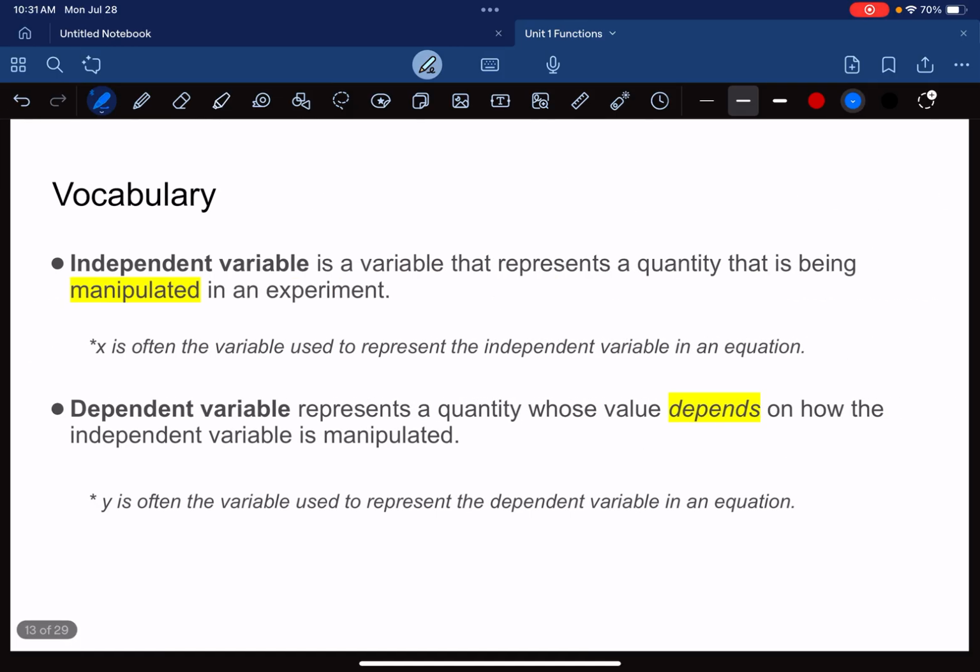All right, so vocabulary. Again, a lot of the things we're going to look at in this unit are just you getting used to the language of functions. So an independent variable is a variable that represents a quantity that is being manipulated in an experiment. So x is often the variable used to represent the independent variable. So independent variables are like the inputs, all right? So like the input values. And they're typically the values that you can control. So you can control these.